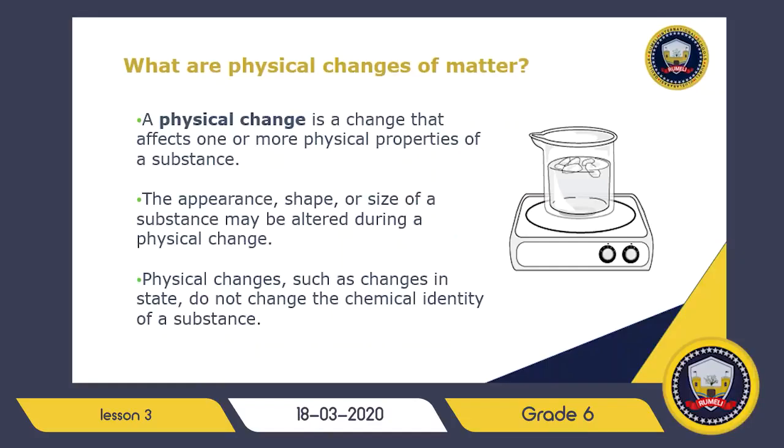A physical change is a change that affects one or more physical properties of a substance. The appearance, shape, or size of a substance may be altered during a physical change. Also, changes in state is a physical change. Like here in this photo, if we heat water, that liquid water will change into water vapor. So changes in state of matter is also an example of physical changes.